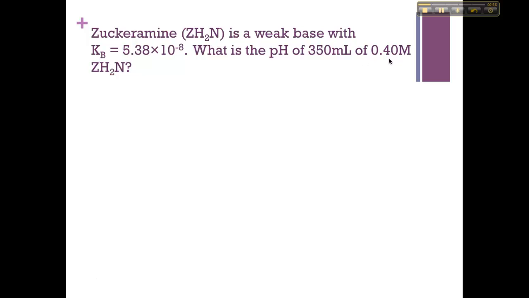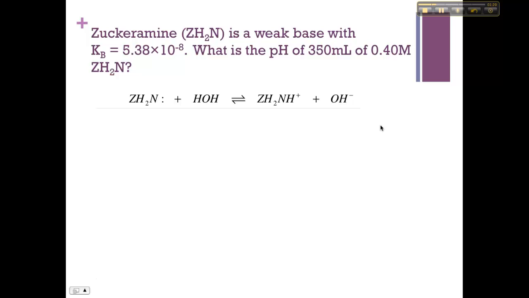So to write this out, we need to first write the equilibrium, and it's a base, so it's going to be the amine with the water acting like an acid, the amine acting like a base. So this is going to accept a proton. This proton will come right on over, and that's what we're going to see. All right, we're going to form then ZH2NH plus and OH minus. The base should produce for you an OH minus.